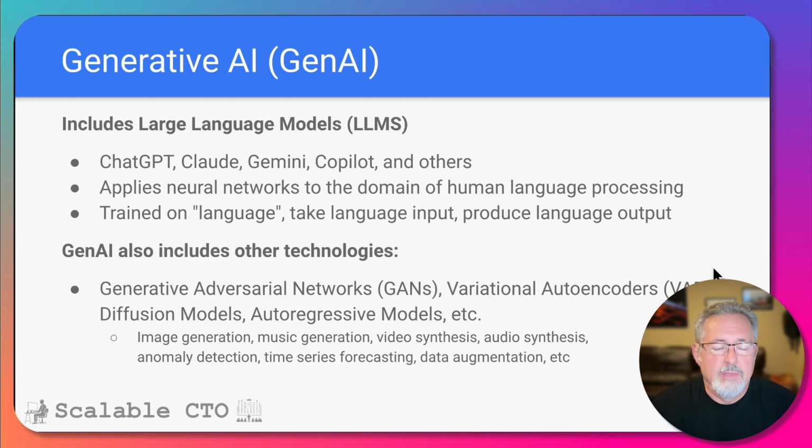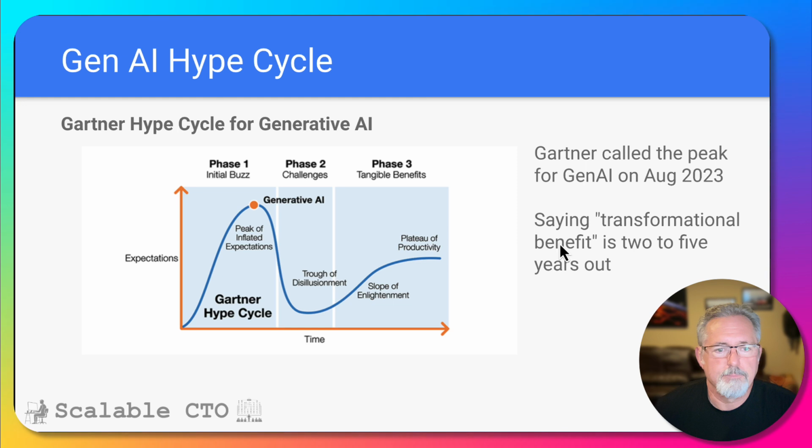There are other Gen AI technologies that aren't so focused on language. They do things like image generation, video generation, music generation, anomaly detection, data augmentation, lots of other applications of things that are Gen AI, but they're not large language models. So just to make that distinction, we're going to talk primarily about large language models.